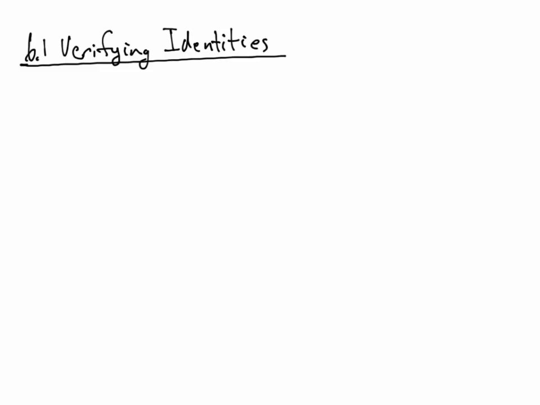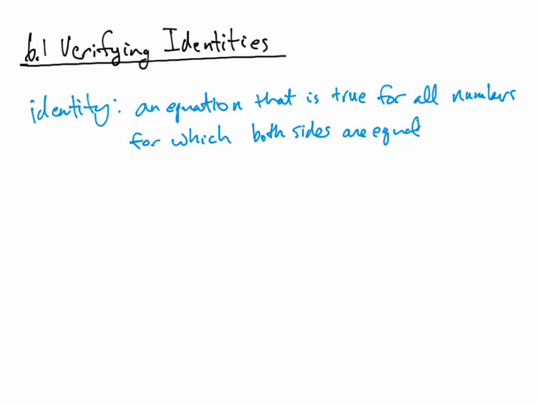So, to start, what is an identity? An identity is an equation that is true for all numbers for which both sides are equal. So what we mean by this, well, let's look at an equation. Let's say we have this equation, 3 plus x equals 2x minus 9. If we solve this, we're going to get 12 is equal to x.